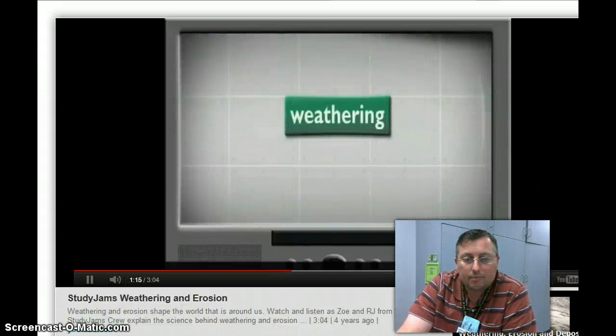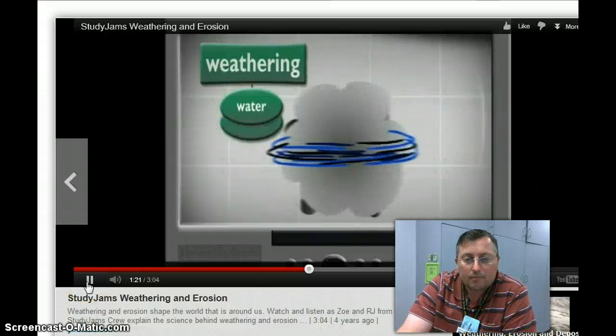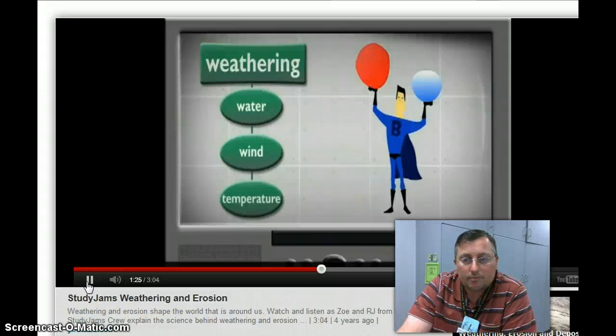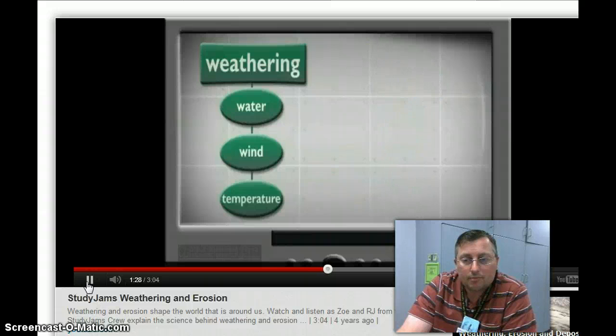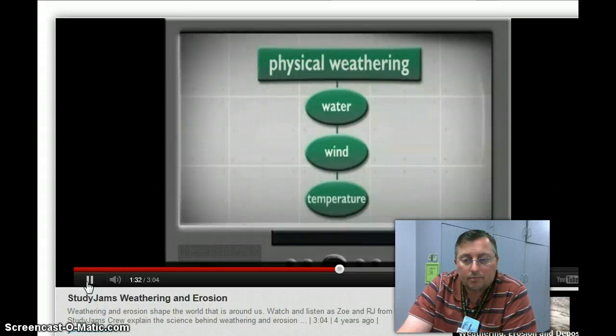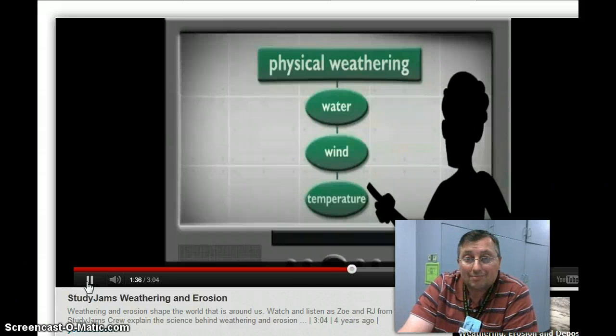Right. Think of weathering as a superhero that acts in different ways and breaks things down. It breaks down rocks with water. It wears things away with wind. It can even scorch or freeze the Earth with temperature, cracking and breaking it apart. When weathering acts like this, it's called physical weathering. Wow. That's only the beginning. There's another whole side to weathering's personality.